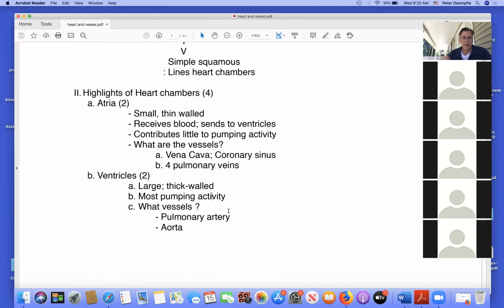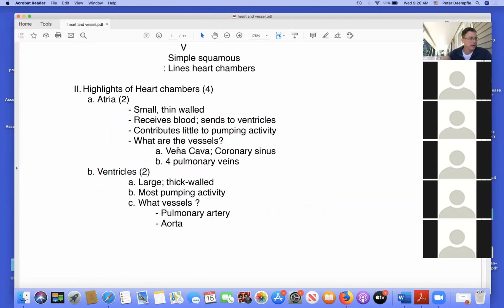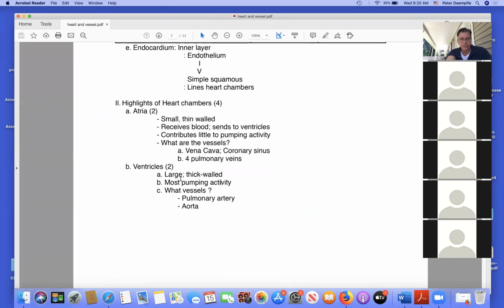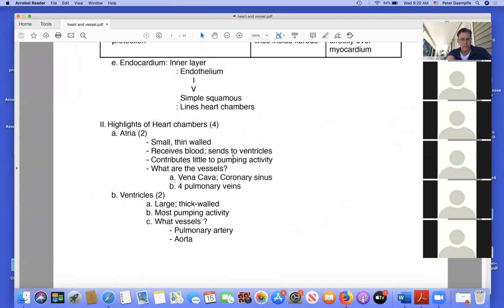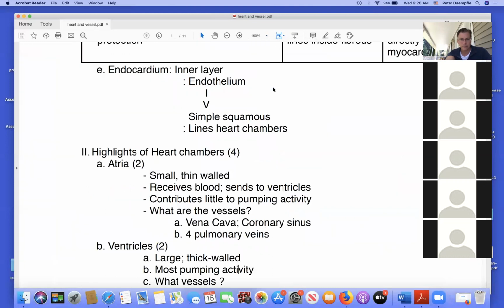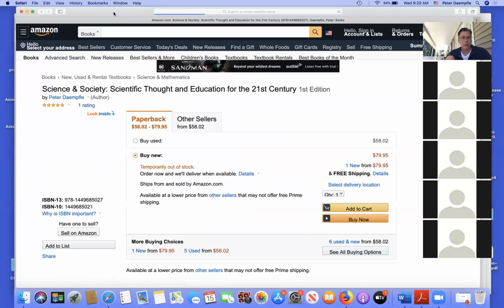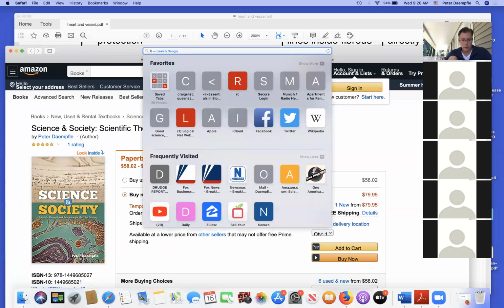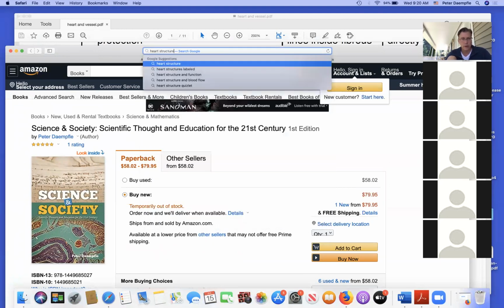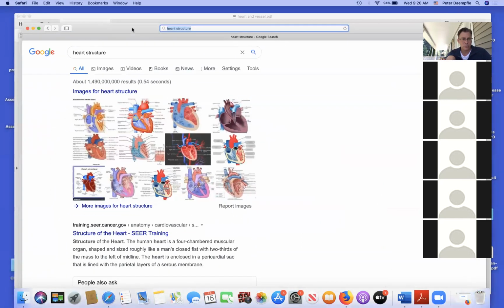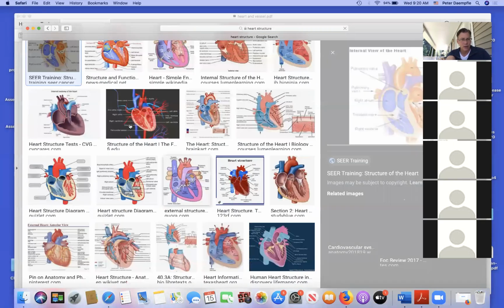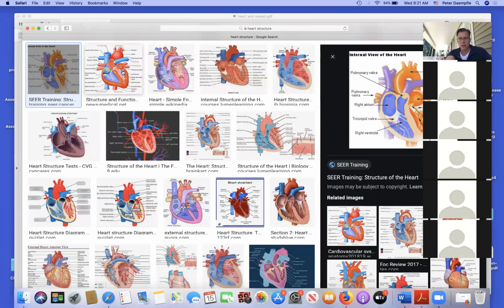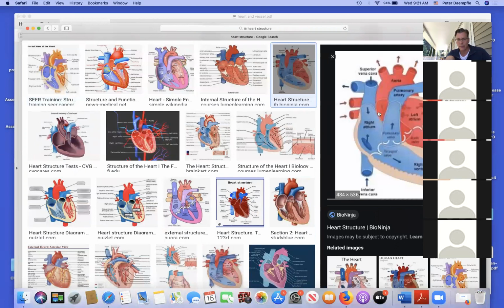Let's talk about the different vessels coming to and leaving the heart. What I'd like to do is make this a little bigger and show you a YouTube structure of the heart right here and now. Any visual works well. I think this one is nice because it's kind of simple and clear.